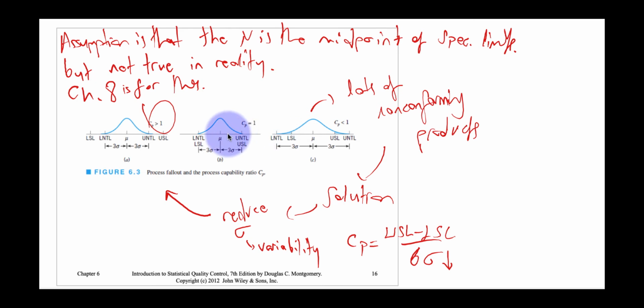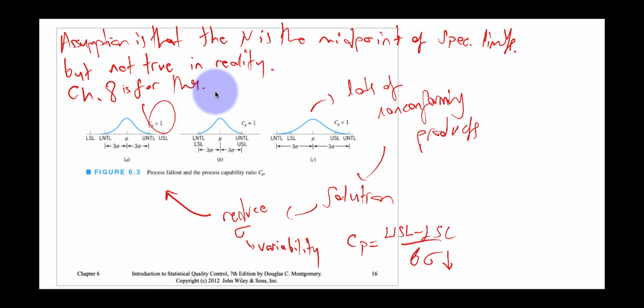Okay. So if they are equal, they are going to match up with each other. But the assumption here is that the mean is at the midpoint of the specification limits, but in reality, this is not the case. The mean must have some shift in it, like we have seen in the previous lectures. We need to have an assumption around the mean, like a 1.5 sigma shift, for example.